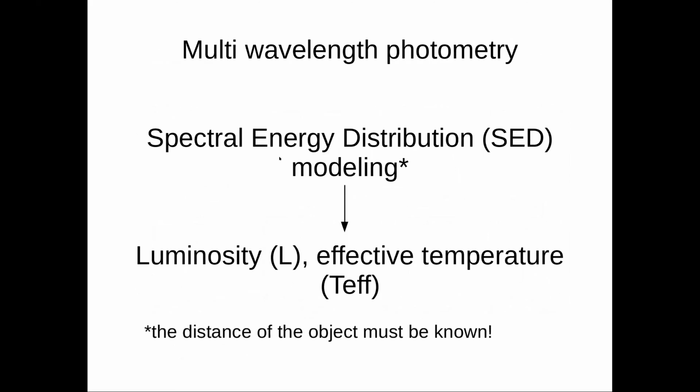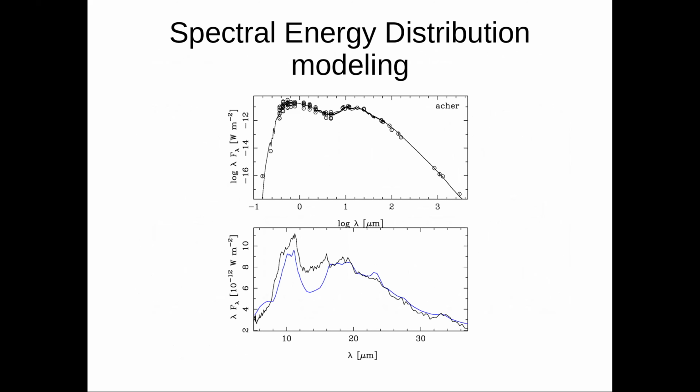What can we observe additionally? We can do something called multi-wavelength photometry, which includes a lot of observations from a lot of wavelengths. And then you can do spectral-energy distribution modeling to get the luminosity and effective temperature of the stars. This is how a typical spectral-energy distribution model looks for an AC-HIR.